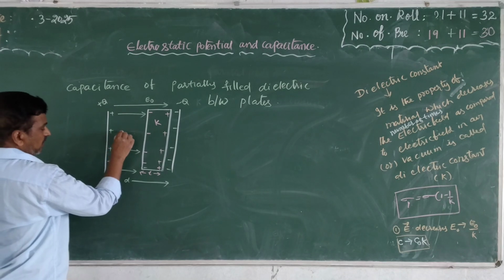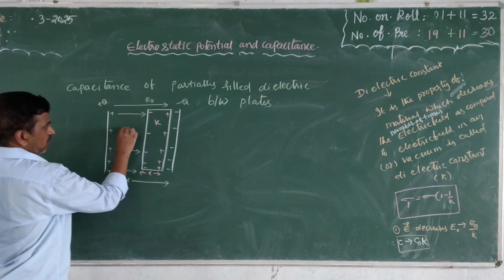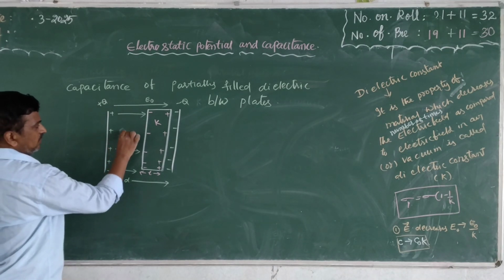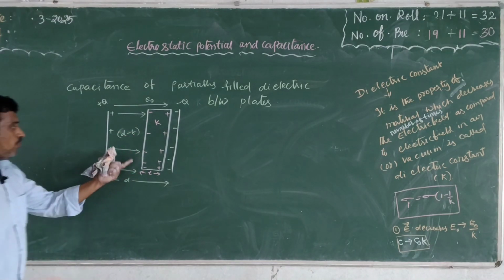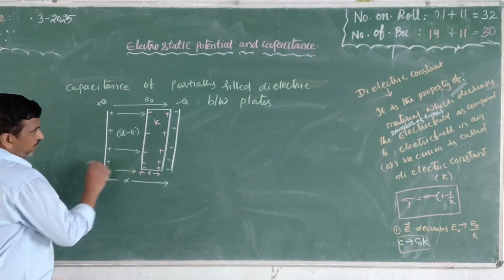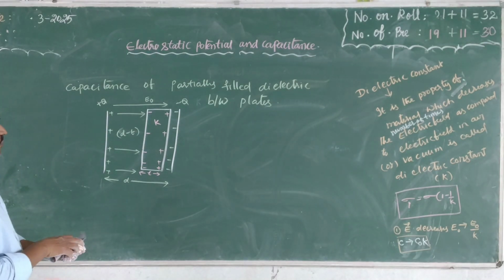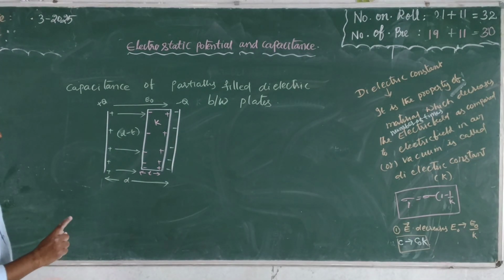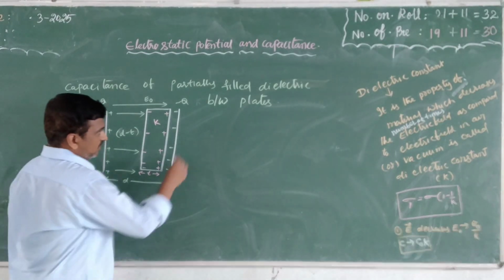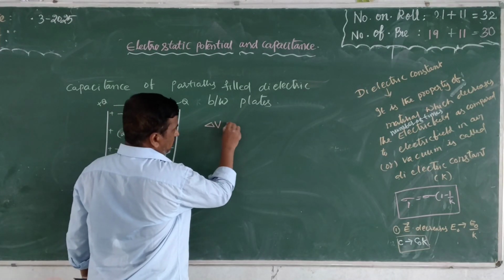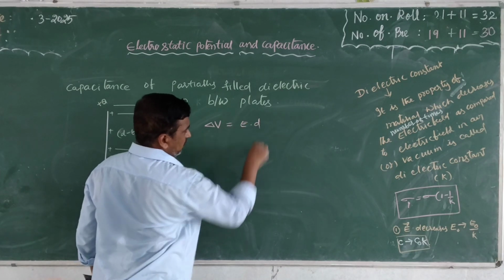Here, the distance remaining is d minus t. What is the distance between the plates? It is partially filled, so the remaining part is d minus t. Now we find the capacitance of the partially filled dielectric between the plates. In that case, delta V equals E dot d.